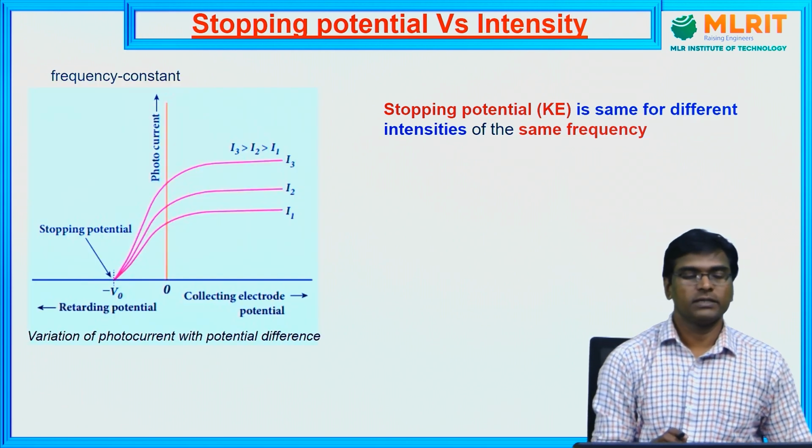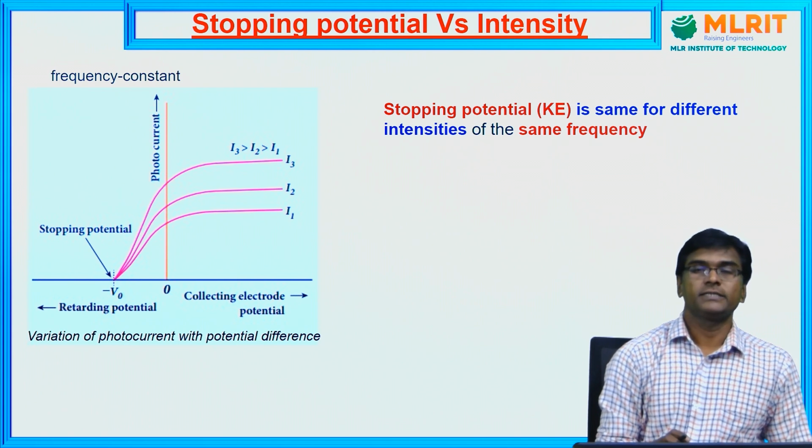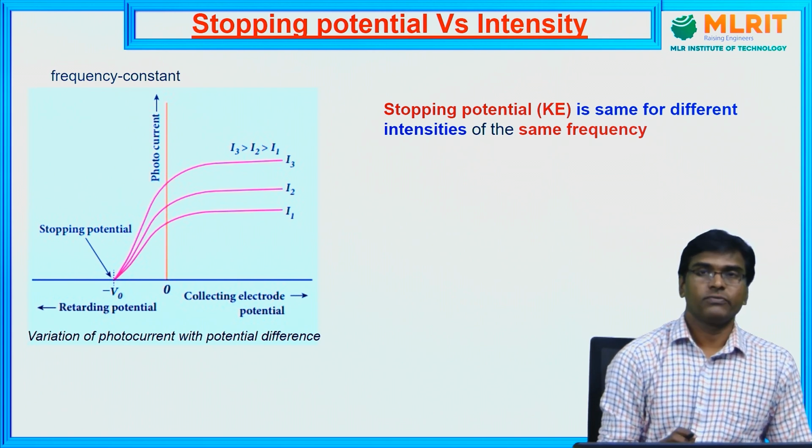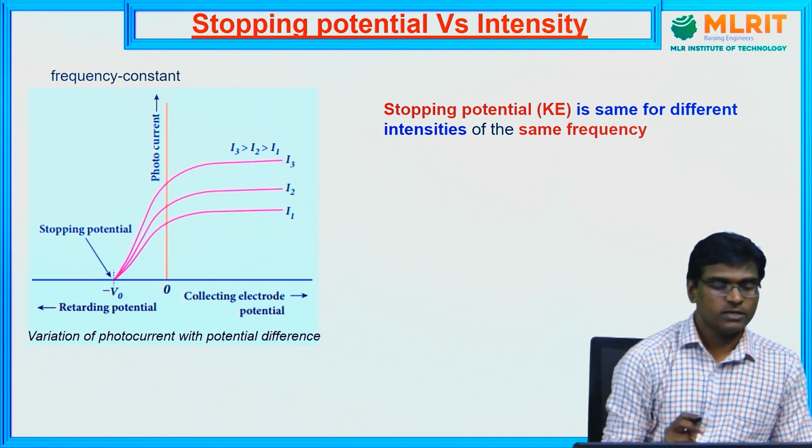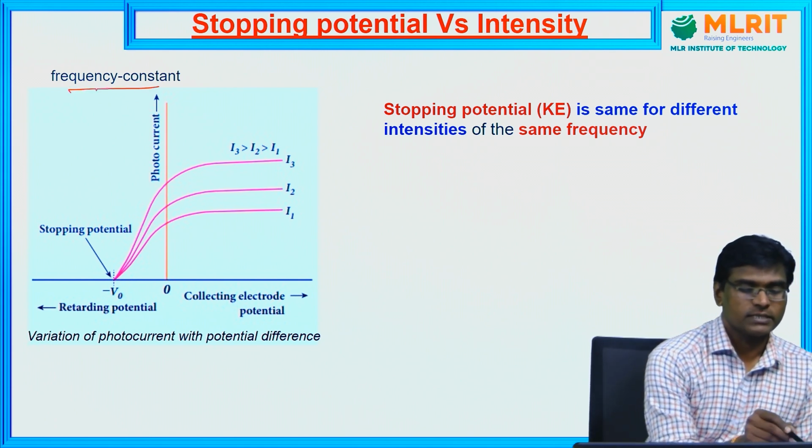Now we will look at the effect of the intensity on the photocurrent. We will see the effect of the intensity on the stopping potential. Here we are keeping the frequency constant.